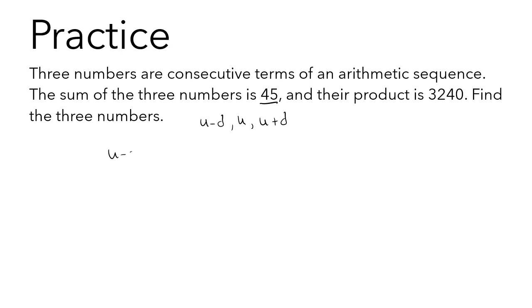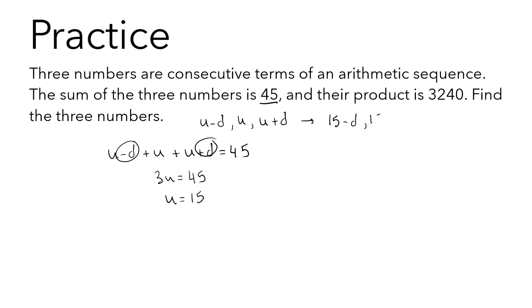So u minus d plus u plus d has to equal 45. Well, notice negative d and positive d will cancel. That's why we did it this way. And you're left with 3u equals 45. Well, quickly you can see that u must be 15. So your middle term has to be 15. Now you need to find the other ones. Let me rewrite this. So this is 15 minus d, 15, and 15 plus d.